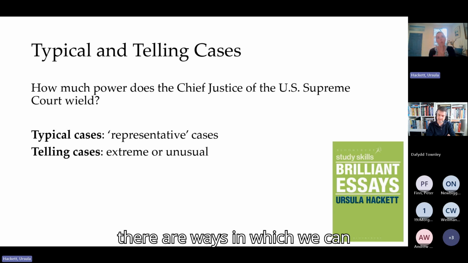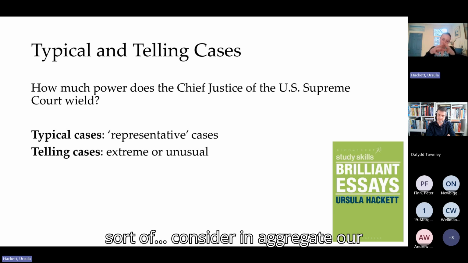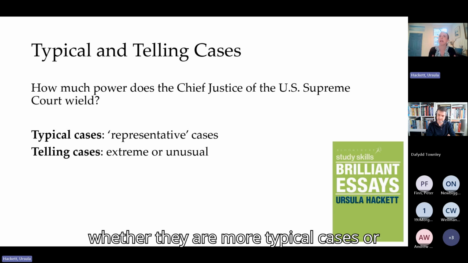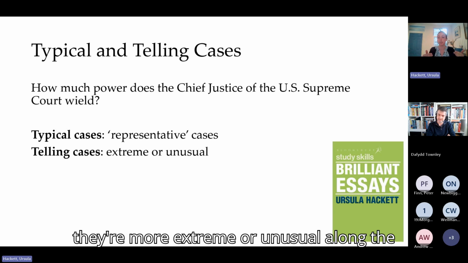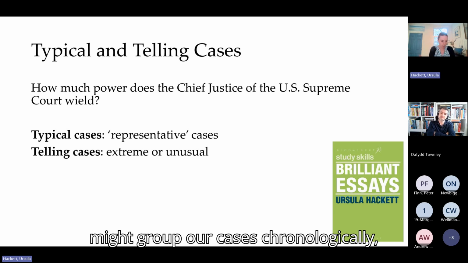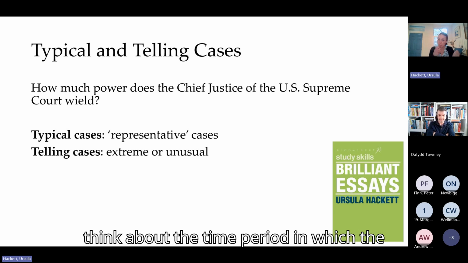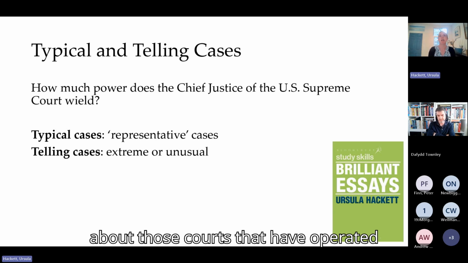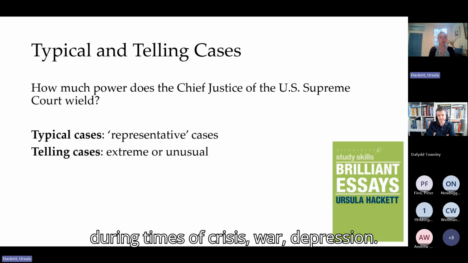But I think that there are ways in which we can consider in aggregate our cases and think more systematically about whether they are more typical cases or they're more extreme or unusual along the dimension that we're interested in. So we might group our cases chronologically, think about the time period in which the courts are operating. We might think about those courts that have operated during times of crisis, war, depression.